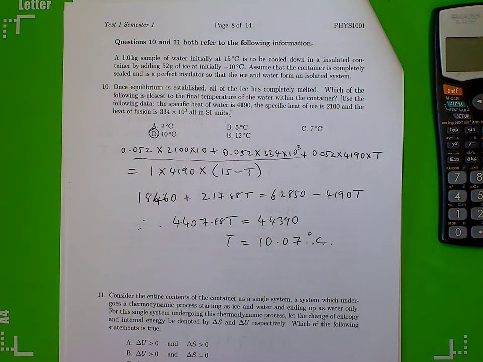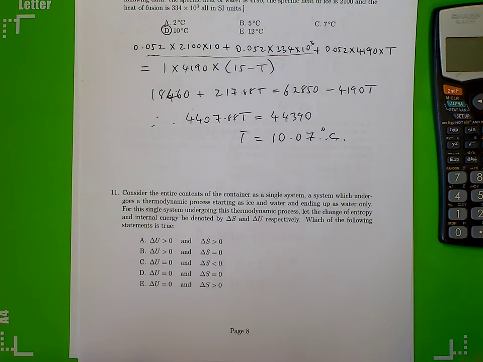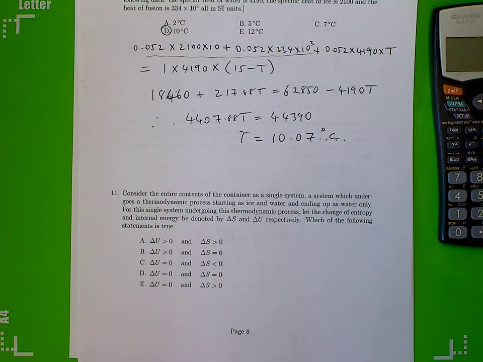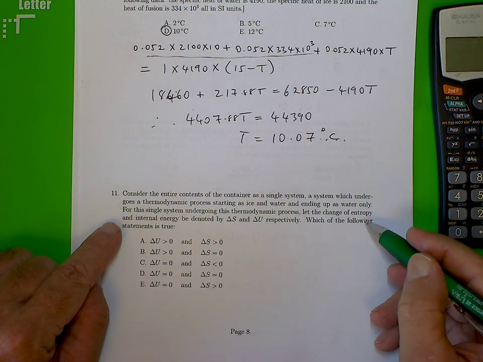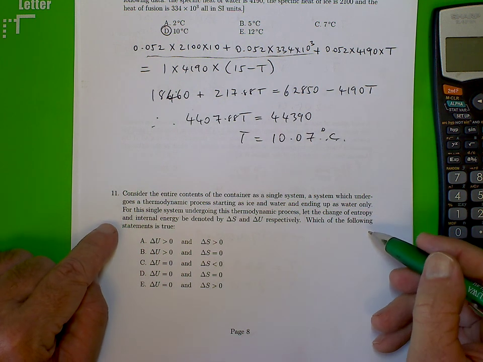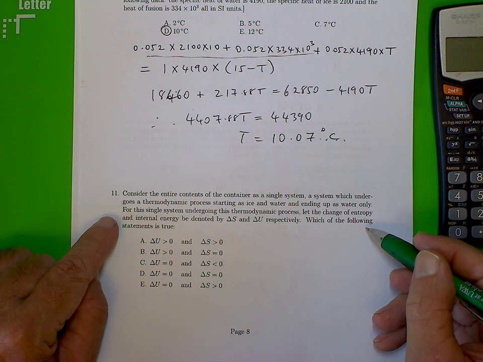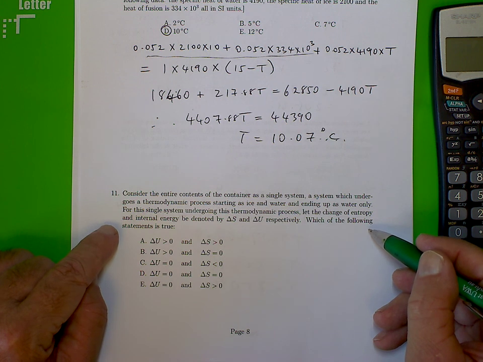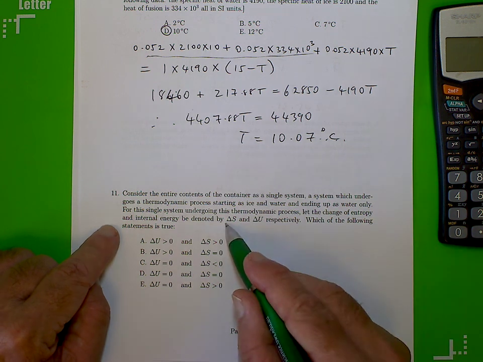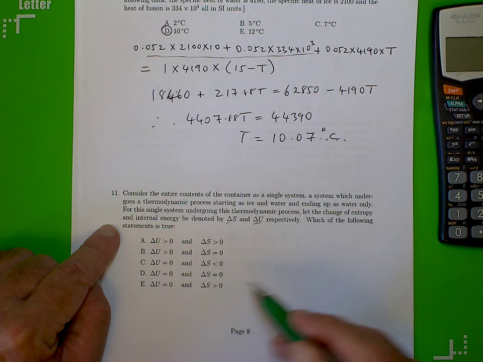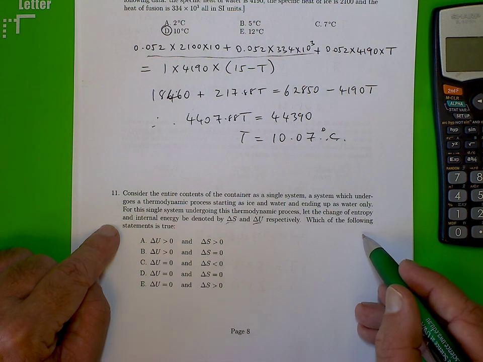It's painfully hard, isn't it? Okay, now here is the first great question that says, consider the entire contents of the container as a single system, a system which undergoes a thermodynamic process starting as ice and water and ending up as water only. For this single system undergoing this thermodynamic process, let the change of entropy and internal energy be denoted by delta S and delta U. Which of the following statements is true?